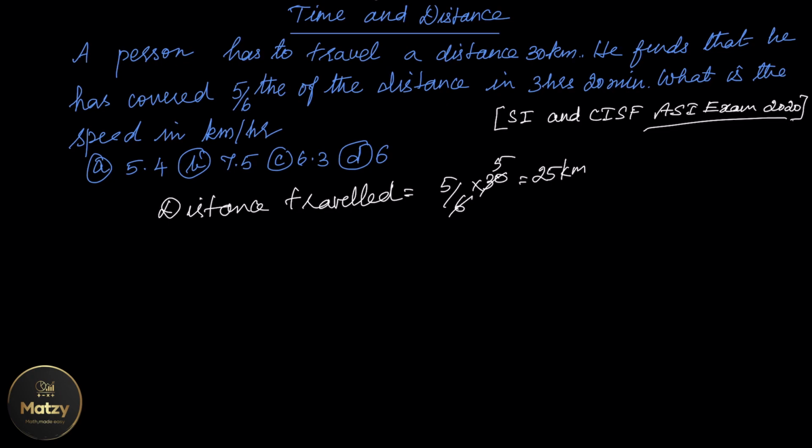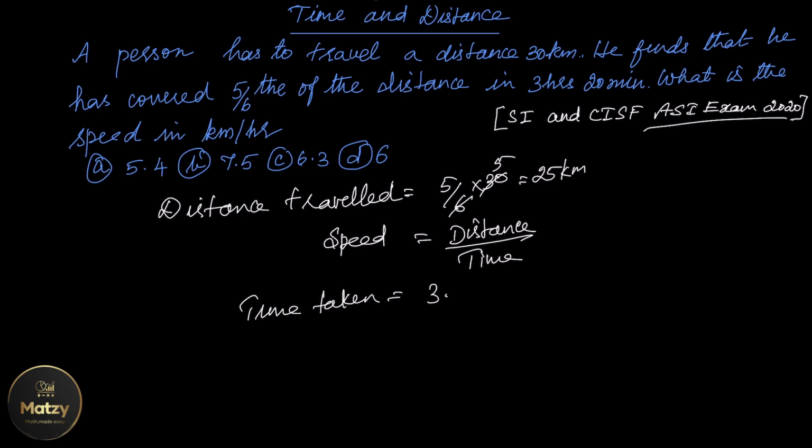What is the speed? Speed is equal to distance by time. What is the time taken? 3 hours 20 minutes. So 3 and 20 by 60, okay, 1/3. So 3 1/3 hours. That is 3 3s are 9, 10 by 3 hours.